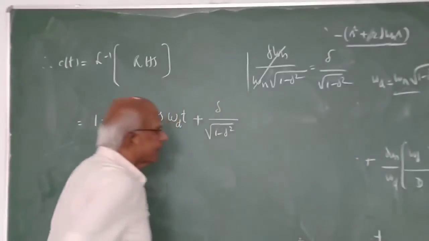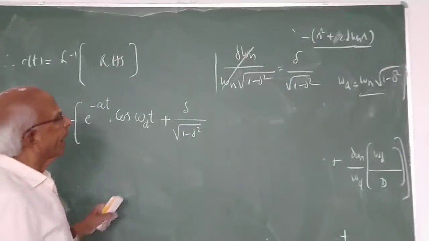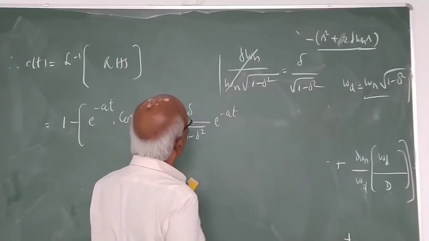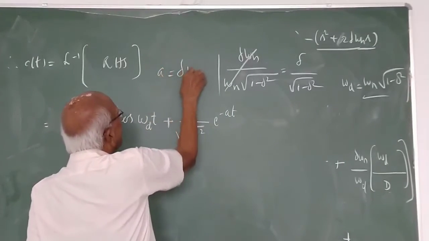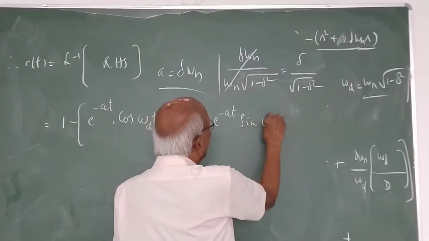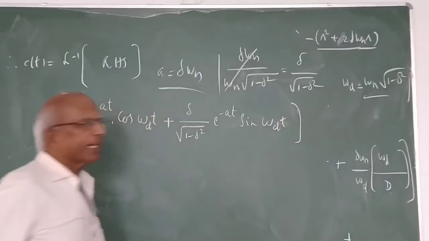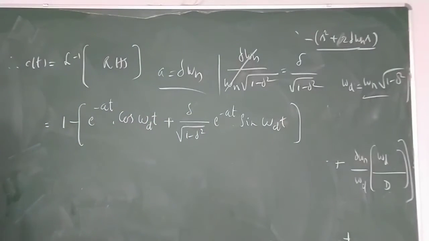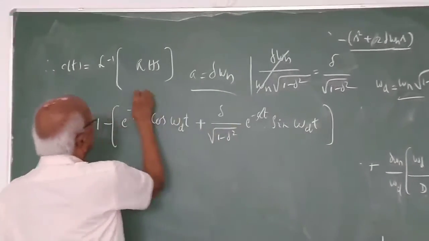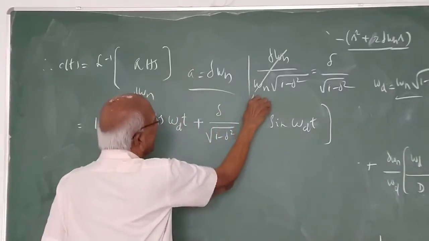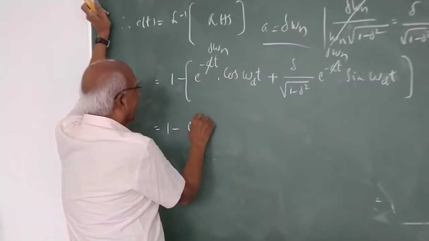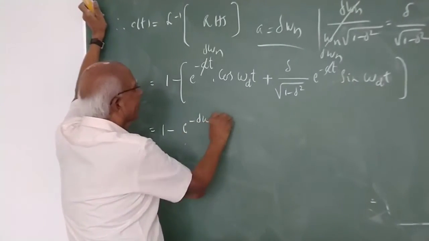Laplace inverse of the bracketed portion there. The omega d is just e to the power minus a t. What is the value of a here? I will put it here. a is equal to delta omega n, into sine omega d t. You need not have put a, just for comparison. So I will write like this, 1 minus, right? Instead of a, I can put delta omega n, which I have written in the notes, please. In the notes you have already, I have put like this. So I can take that as common. e to the power of minus delta omega n into t.